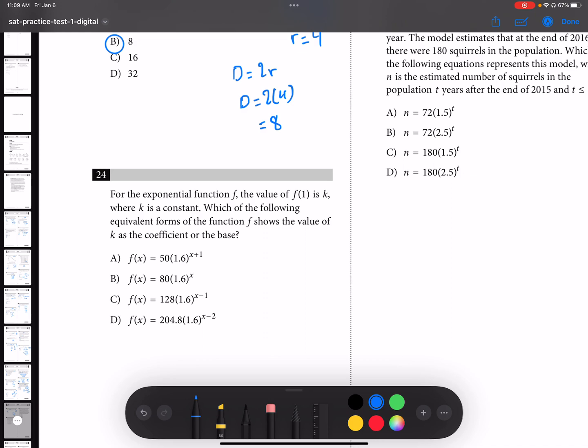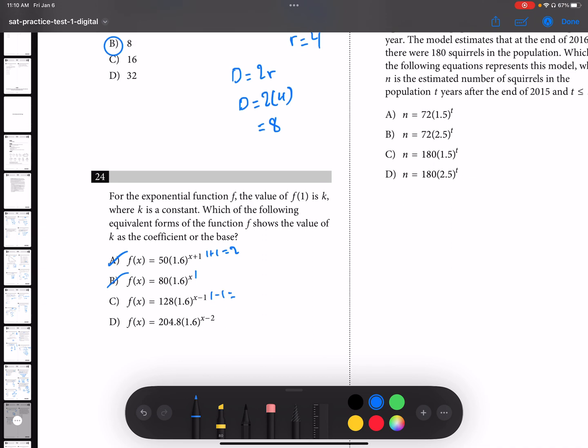We have to see which one gets to 0. So if we put 1 in here, we get 1 plus 1, which is equal to 2. So definitely not that. We put here 1, definitely not that either. We take here 1 minus 1 is equal to 0. That works. 1 minus 2 is equal to negative 1. That does not work. And now this will work, because once we multiply this with that, we're left with 128 times 1. That will work because it does ask, when k is a constant, f of 1 is k. So we're trying to find out which one will give us a power of 0, and then we get the coefficient or the base of 1, and then we're left with this as 1. So C should be our answer.